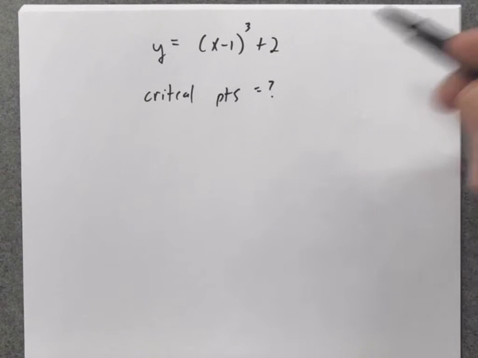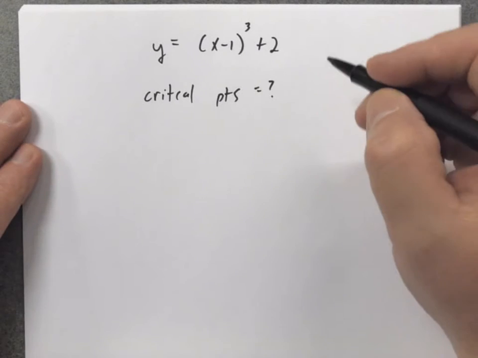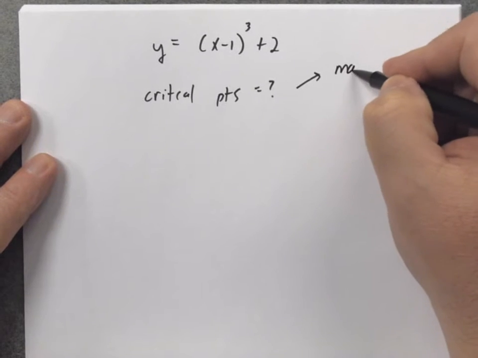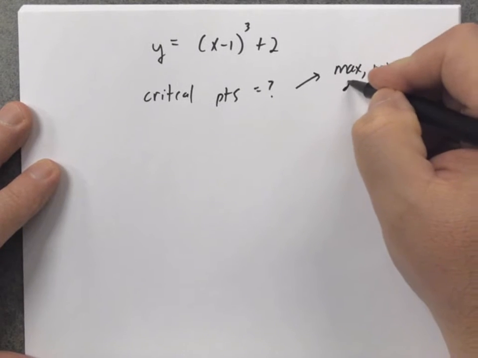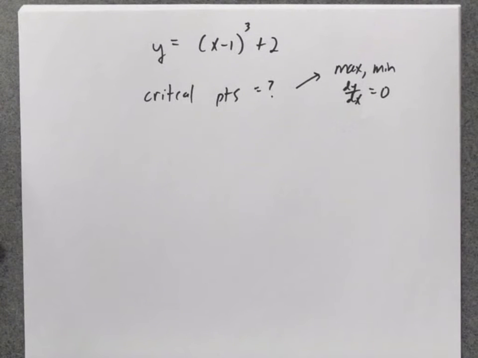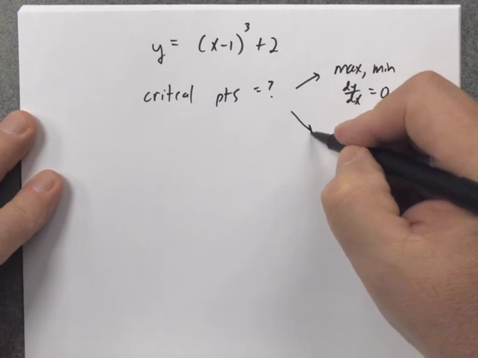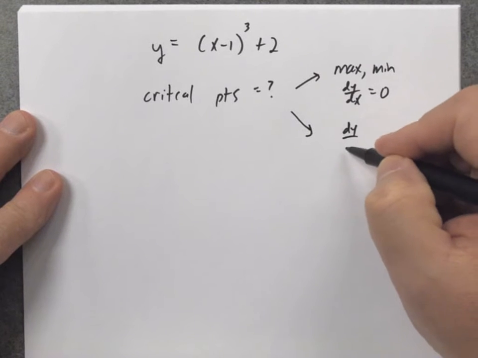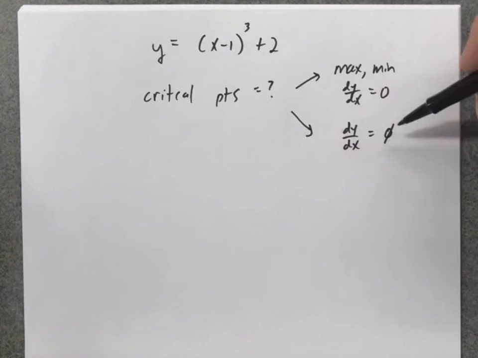Now let me remind you of what the critical points are, and I may or may not have mentioned something that occurs rarely but sometimes occurs. Usually critical points are maxes or mins, and the way we find those is we look for the places where the first derivative is 0. But there's another set of critical points, and it occurs where the first derivative is undefined.